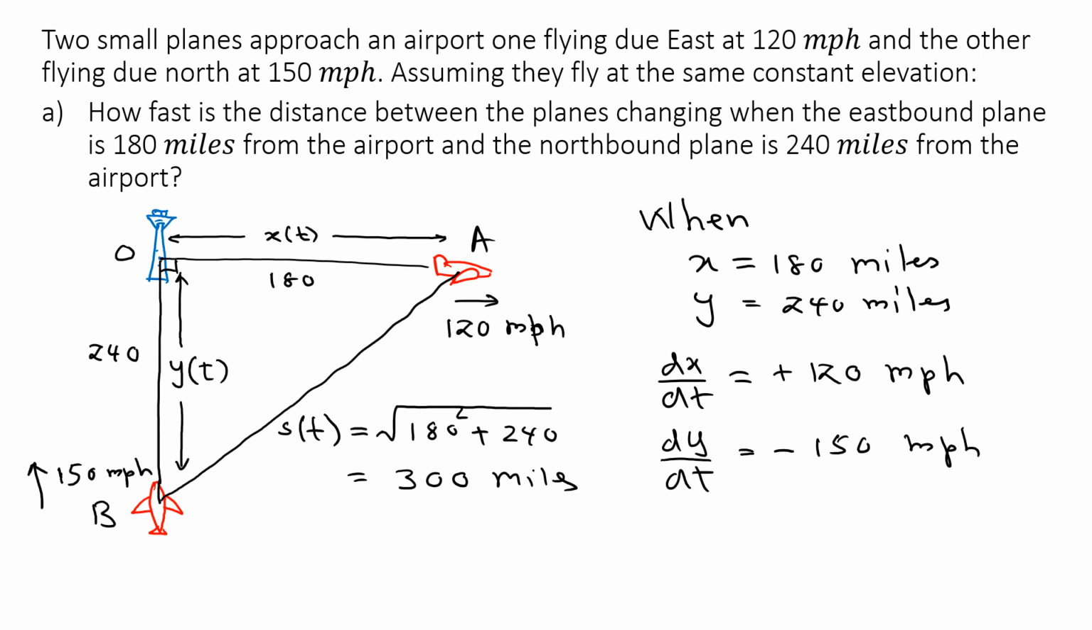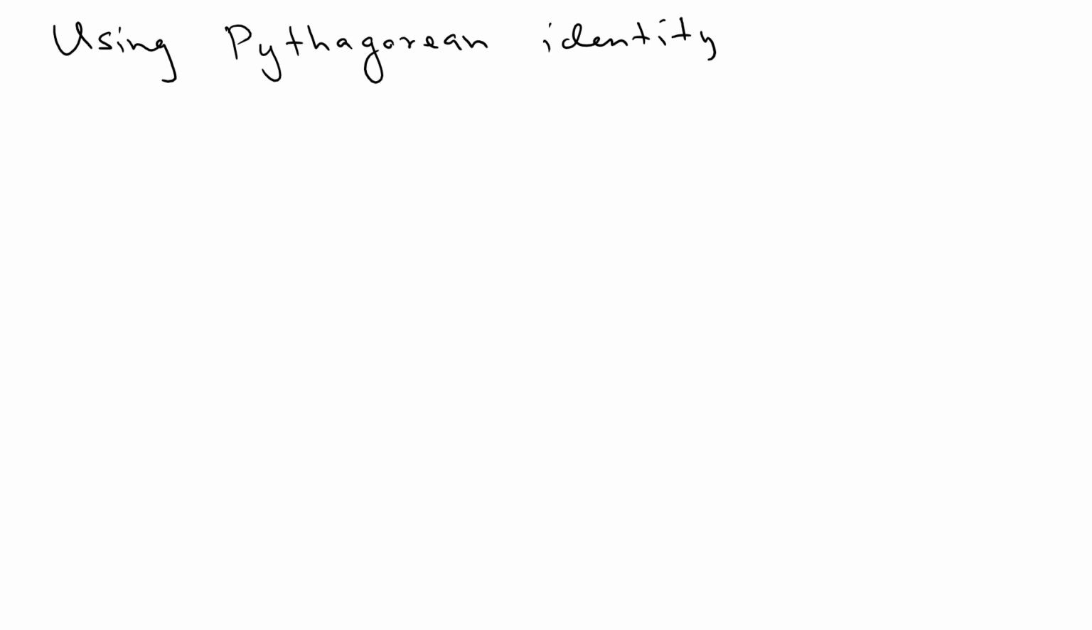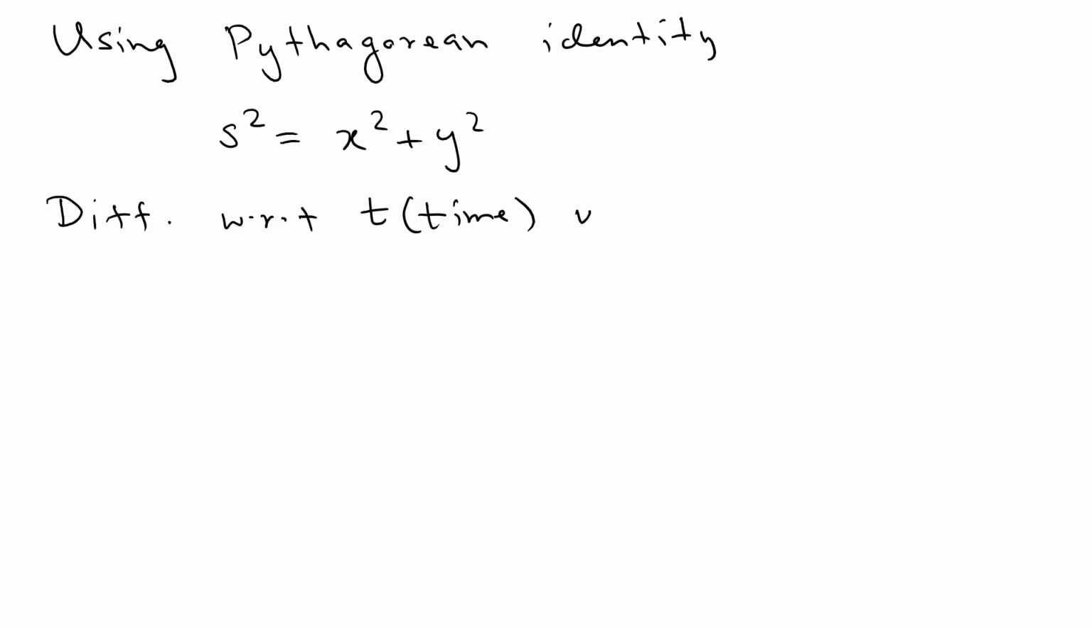Now we can write an equation and use implicit differentiation to find it. So let's write the equation now. Using the Pythagorean identity, because there's a 90 degree angle here, we can write s squared, that's the hypotenuse, equals x squared plus y squared. So we can write it like that. Now we can differentiate this with respect to time using the chain rule.